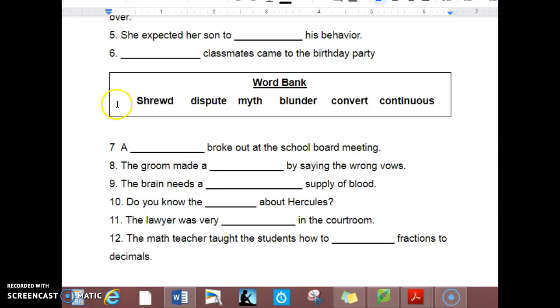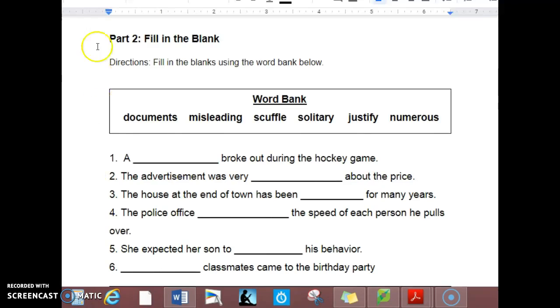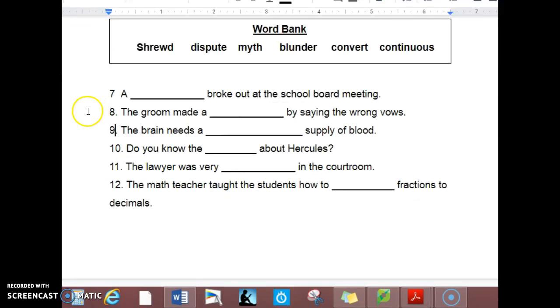In our next word bank, we have shrewd, dispute, myth, blunder, convert, and continuous. Number 7. A blank broke out at the school board meeting. Sorry about that. Number 8. The groom made a blank by saying the wrong vows.